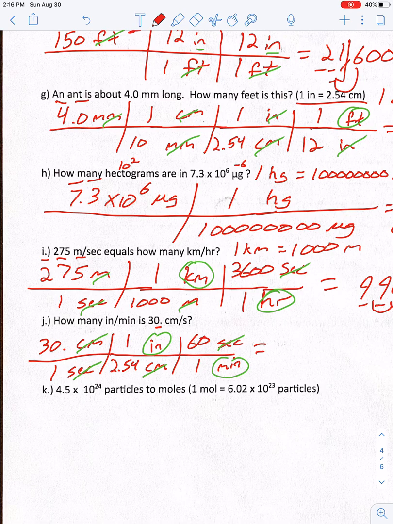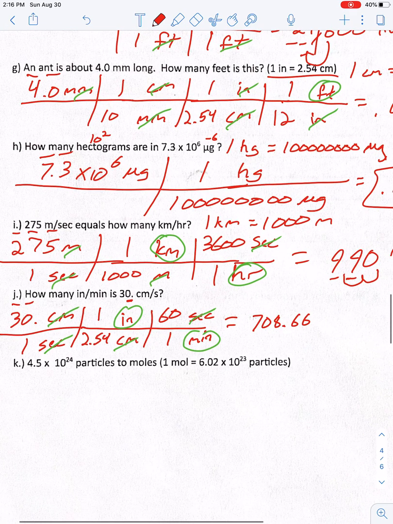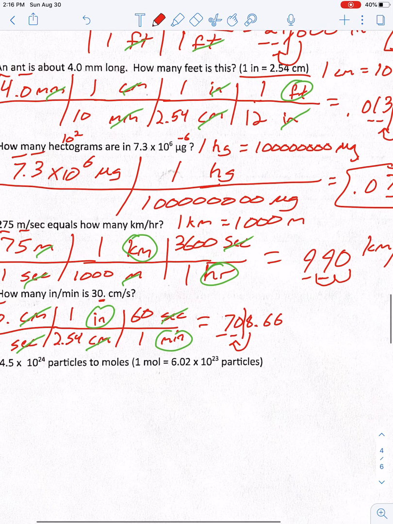So 30 times 60, divide that by 2.54. Gives me 708.66. Okay, I started off with 1, 2, so I can only have 2 significant figures. So I can have 1, 2, draw my line. That 8 tells me round up. Do not write 71 and be done. 708 does not round to 71. It rounds to 710 inches per minute.